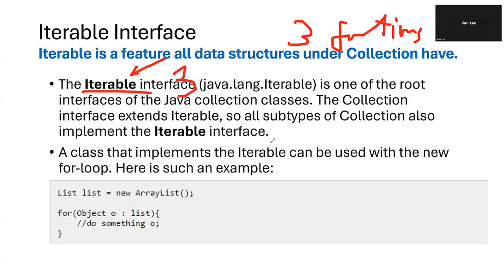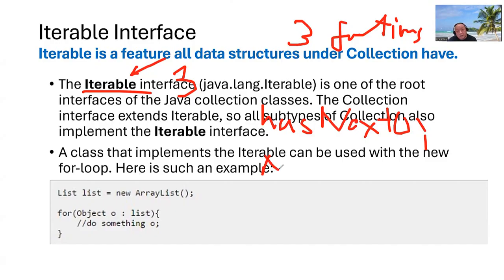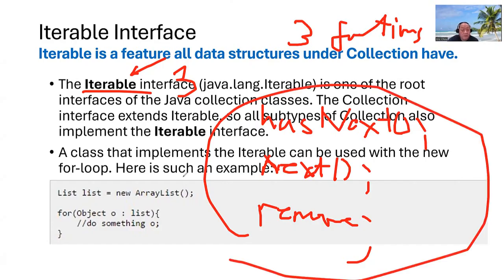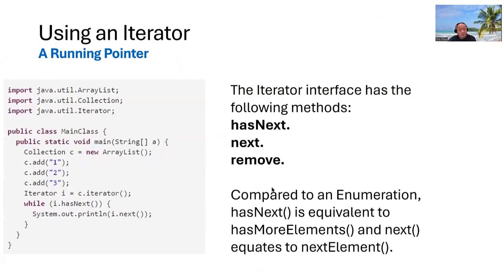No. The three functions are hasNext, next, and remove. These three functions are the default functions that must be implemented, just like compareTo for Comparable. If you implement Iterable, then these three functions must be there. Just like Comparable, you must have them. These three functions are a must.